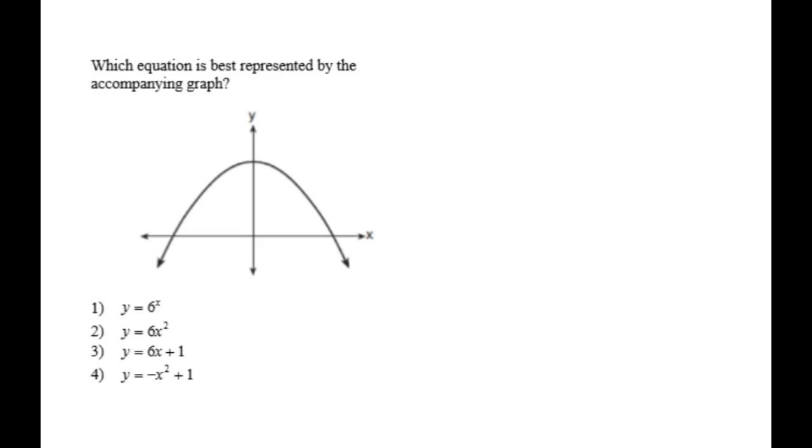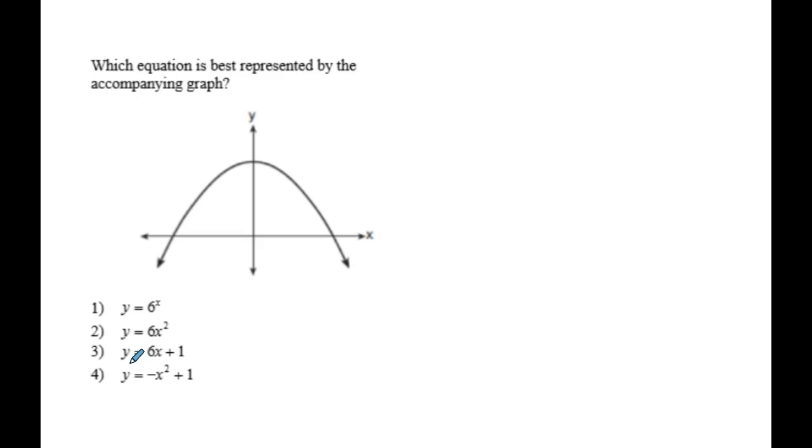Second example, very similar. We want to look at the graph, determine which equation represents the graph. We have a parabola in this case, which we know is the graph of a quadratic function. So right away we can get rid of option 1. This is an exponential function. So it's either got to be 2, 3, or 4.